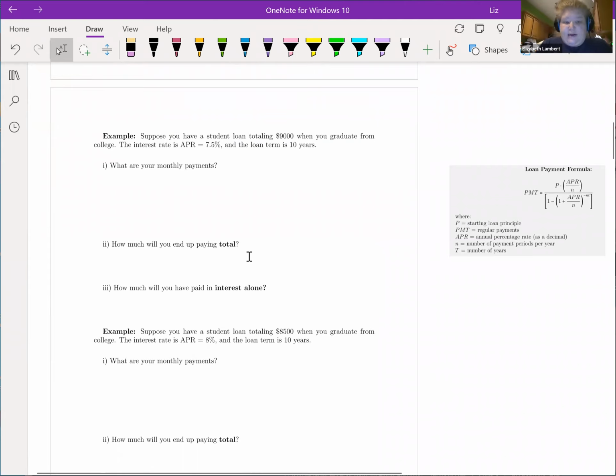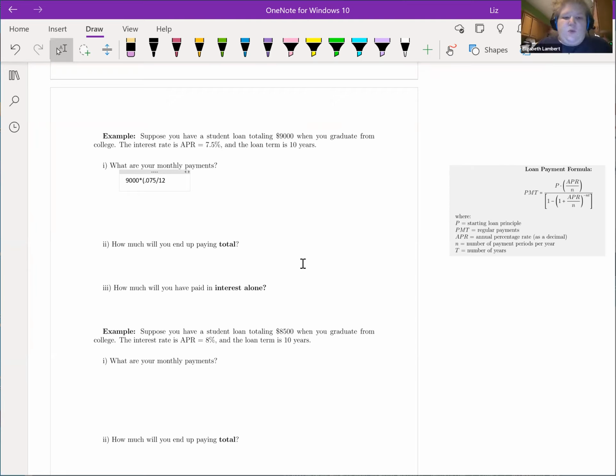All right, so now slightly different. $9K for the loan, and the interest rate is 7.5. Loan term is 10 years. What are your monthly payments? So again, I'm just going to type in 9,000 times 0.075, converted to a decimal, divided by 12.